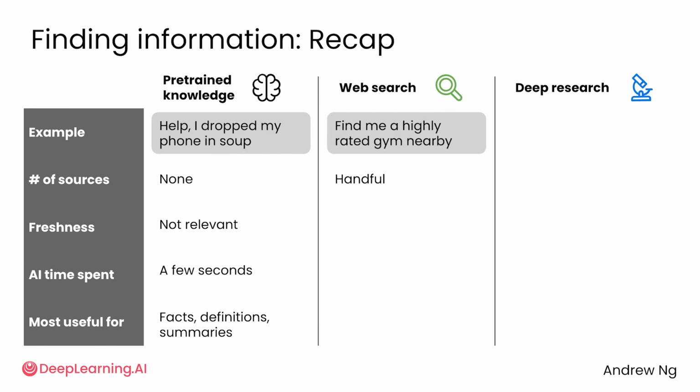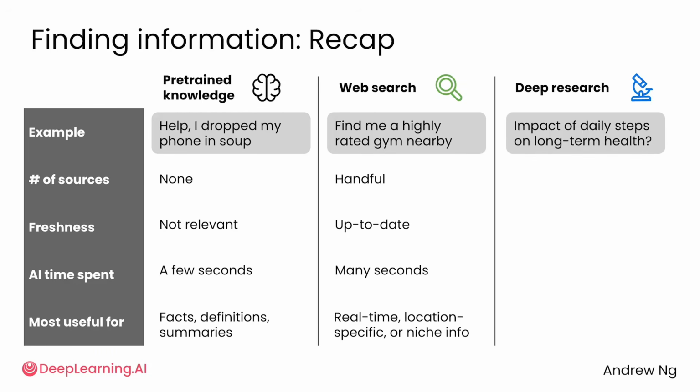Web search may download a handful of sources, and it will find relatively up-to-date information, and it may take many seconds to get you back an answer. And we've seen what types of information this is useful for. And lastly, deep research may download often dozens or more sources. It will get up-to-date information, and it will spend many minutes or longer to get you back an answer. And it's great at answering complex questions that involve synthesizing many sources of knowledge.